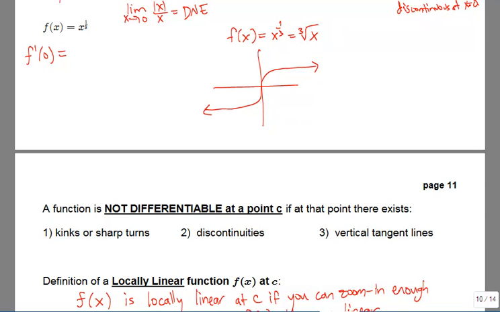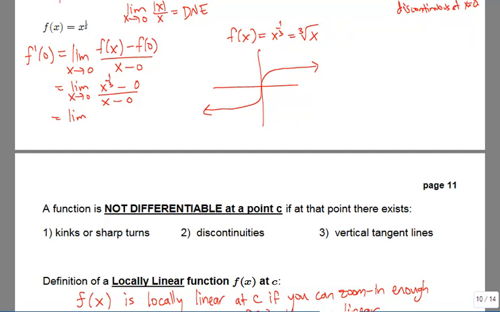Using our new alternative limit definition of the derivative, this is going to be the limit as x goes to c, or x goes to 0, of f of x minus f of c, or f of 0, over x minus c, or x minus 0. So if we plug into our function, f of x is x to the 1/3. f of 0, if I plug in 0, the cube root of 0 is still 0. So these two go to 0. And what we have now is x to the 1/3 over x.